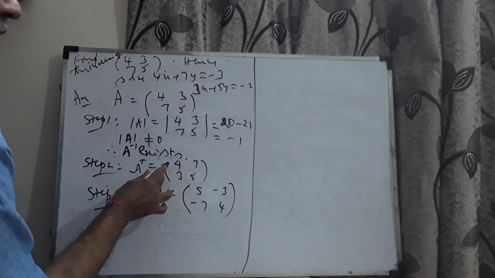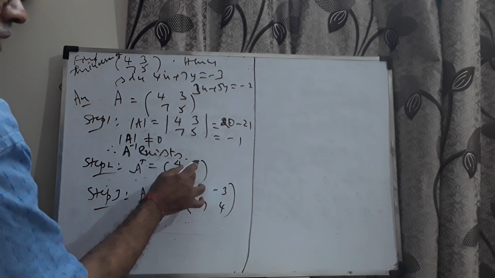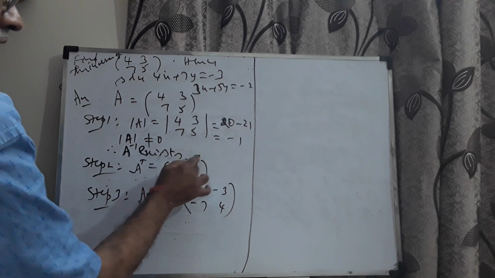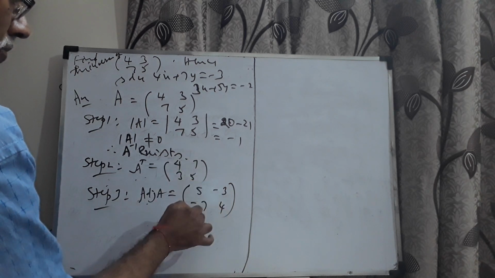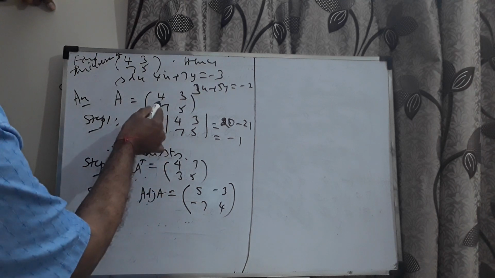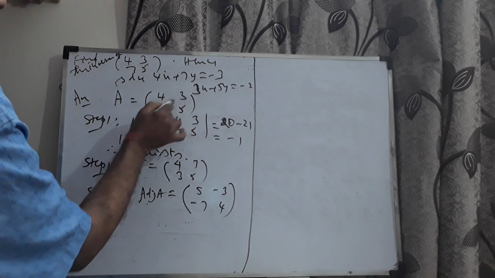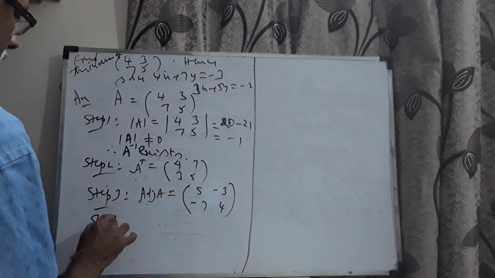Here the power is minus 1 raised to 1 plus 1. Therefore, I'll remove row 1 column 1, I'll get plus 5. Here minus 1 raised to 1 plus 2, I'll have a minus sign. Therefore, minus 3. Remove row and column, minus 7. An easy way to remember your adjoint A: interchange the main diagonal elements in A, 5, 4. Change the sign for the secondary diagonal elements. It's easy to remember anyway.